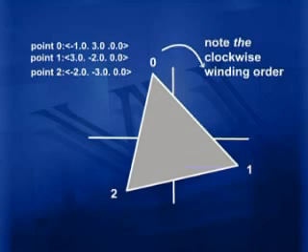In this particular example, you can see that point 0 has its coordinates minus 1.0, 3.0, and 0.0. Point 1 is specified as 3.0, minus 2.0, 0.0, and point 2 is minus 2.0, minus 3.0, and 0.0.